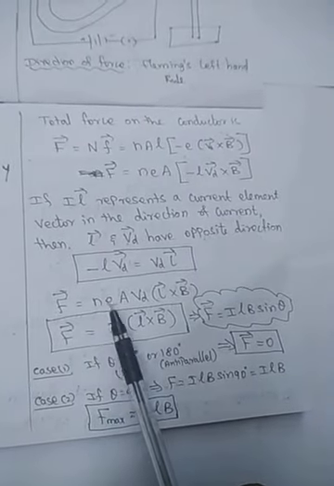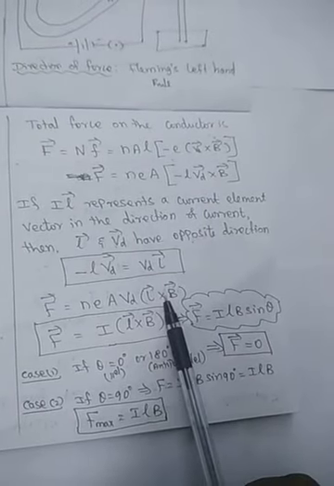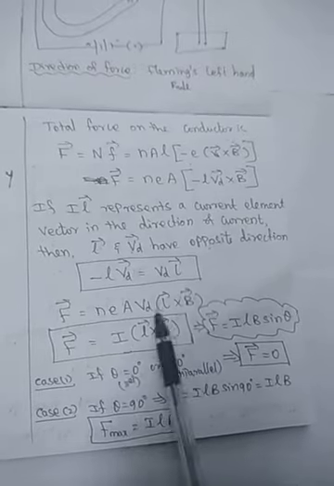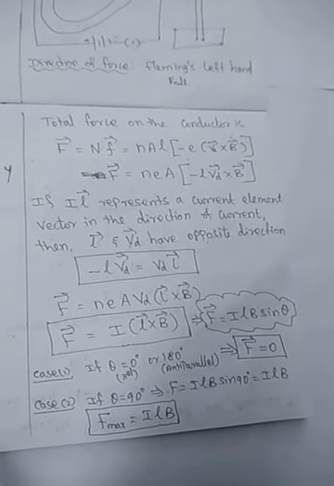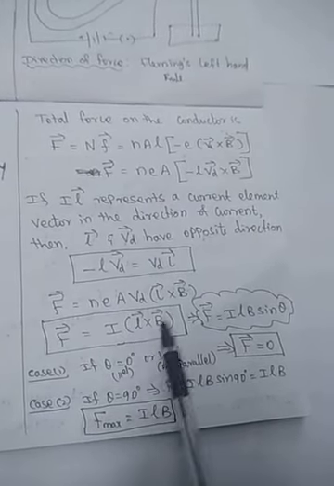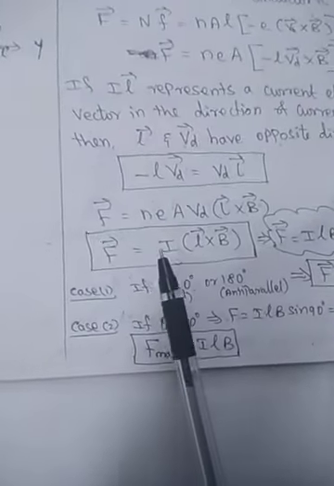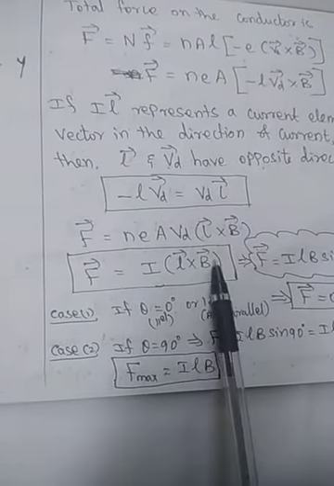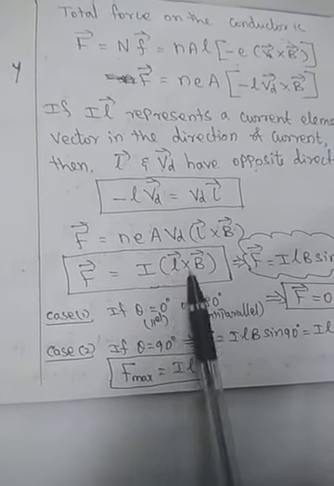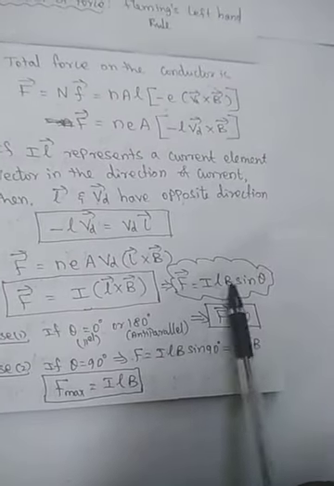So F is equal to n e A Vd, and instead of V vector cross B vector, we write L vector cross B vector. What is n e A Vd? That is the relation between current and drift velocity: I is equal to n e A Vd. So F is equal to I into L vector cross B vector. This is the force on a current carrying conductor. For a charge, the force is F equals q v B sin theta. Here, instead of the velocity of the charge, we use the length of the wire, so F is equal to I L B sin theta.